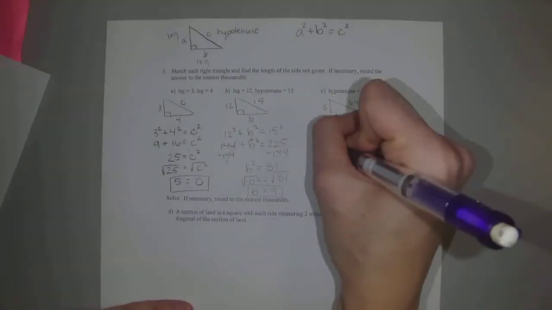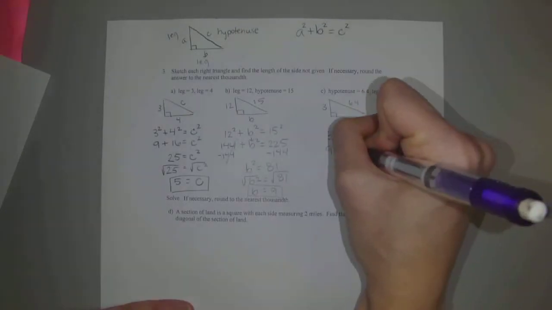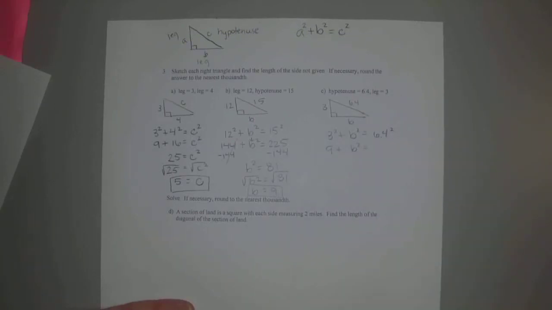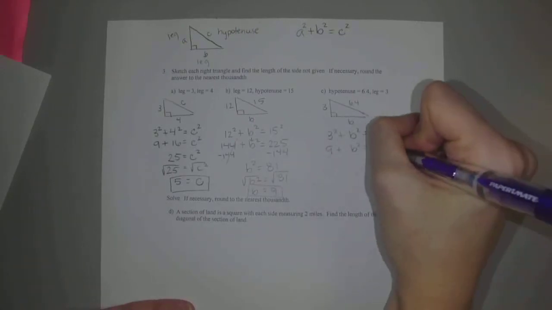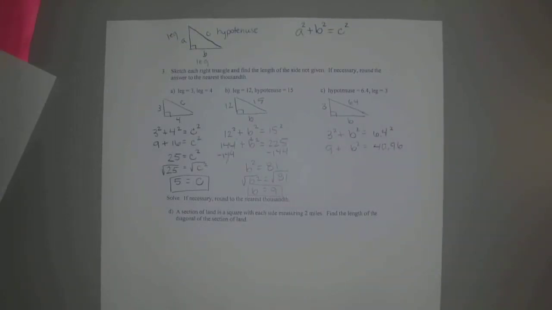What's 3 squared? 9. Do we know B? No. So he's going to stay B squared. And then I don't even know what 6.4 squared is. So throw that in your calculator. What's 40.96? Perfect. All right. I want to get B by itself, though.